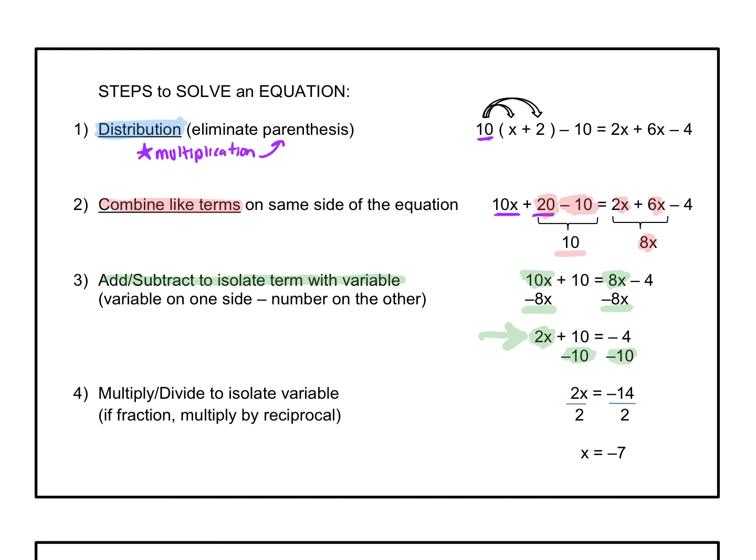My last step is to multiply or divide to isolate the variable. So we're always going to do the inverse operation. So in this case, I have 2. This is the same as 2 times x. So to isolate the x, I'm going to divide by 2 on both sides, and that's how we get x equals -7. So let's put some of these properties into action.